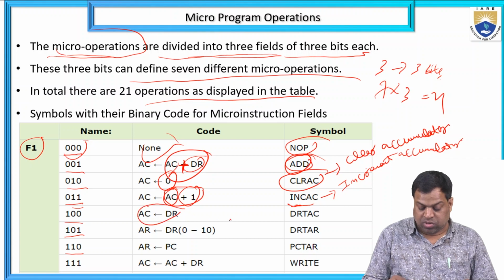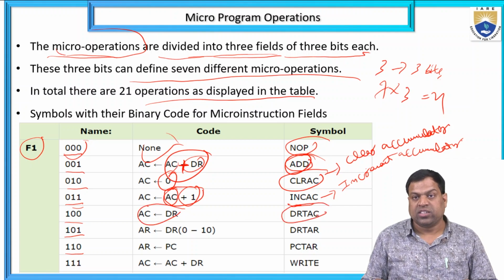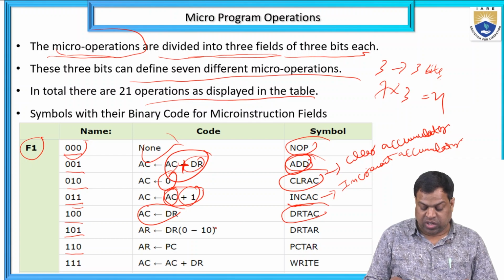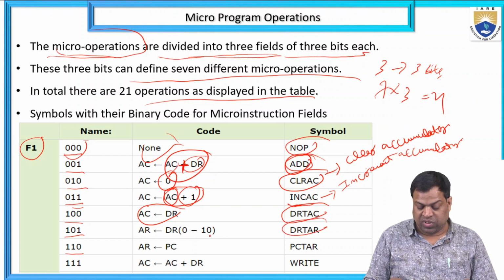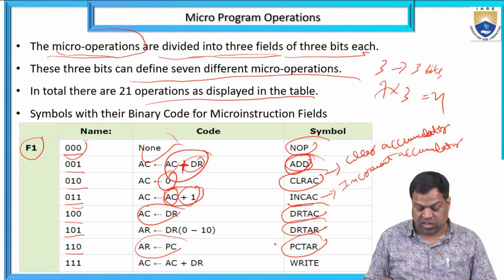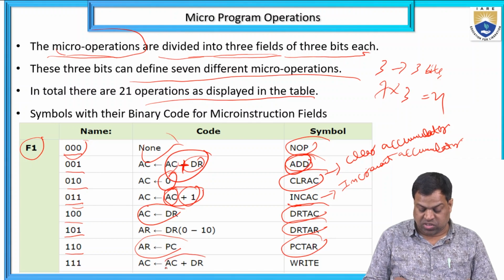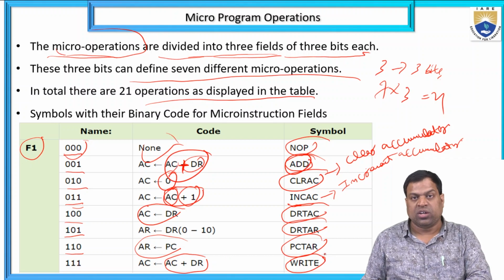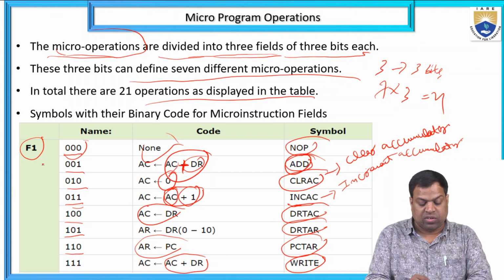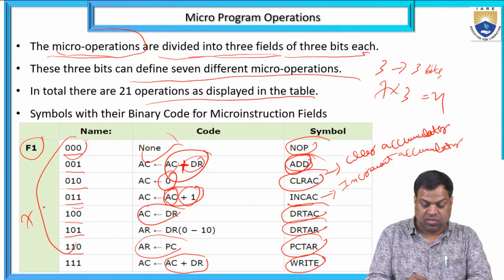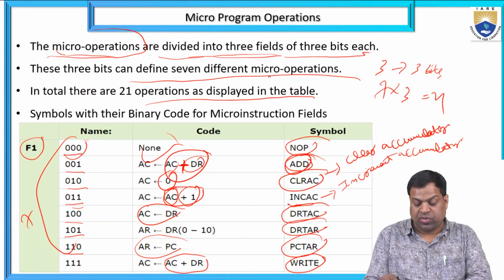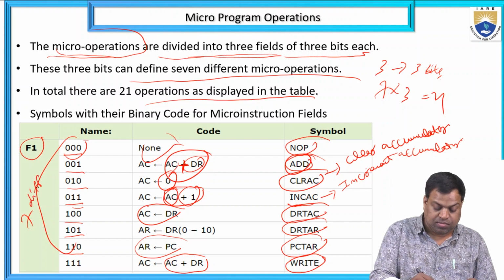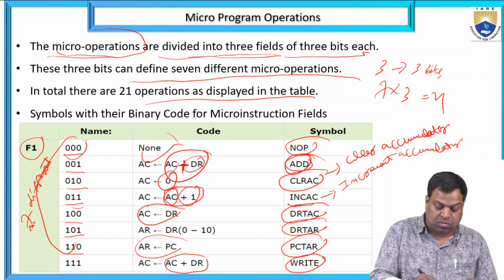Accumulator to data register. So the data register is copying this one, and AR to DR 0 to 10. So data register with limited accessibility, and AR to PC, program counter. So PC to AR. And AC plus DR, accumulator plus data register, is a write operation. Here I have performed the F1 field with 3 bits for 7 different micro operations.